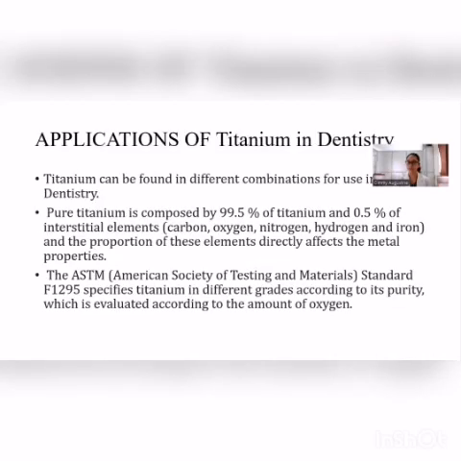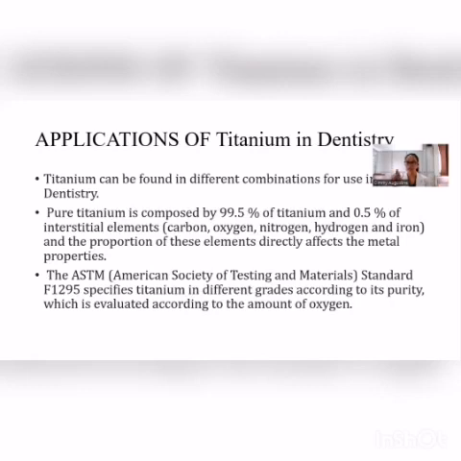Now, coming to the applications of titanium. Titanium is used in various industries. Pure titanium is 99.5% titanium and the remaining 0.5% is other elements like carbon, oxygen, hydrogen, and nitrogen, which affect the properties of the metal. Now, ASTM, the American Society for Testing and Materials, divided grades according to purity. How is that done? Based on oxygen levels.